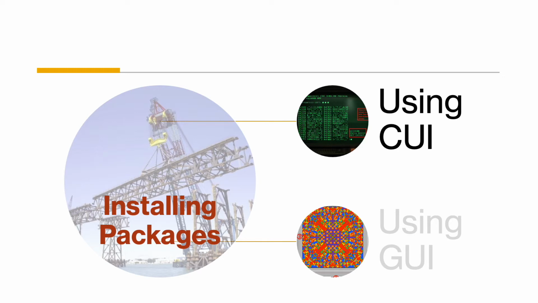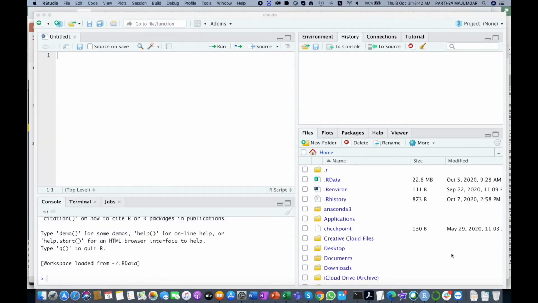Now the CUI installation is essential because if we have to embed the code for installing the packages within our programs, then we have no choice but to use the CUI, or the raw commands, to do that. However, when we are working in an environment like RStudio, we can use the GUI and install the packages. So first let's go through the process of how to install the packages using CUI. So here we are in RStudio.